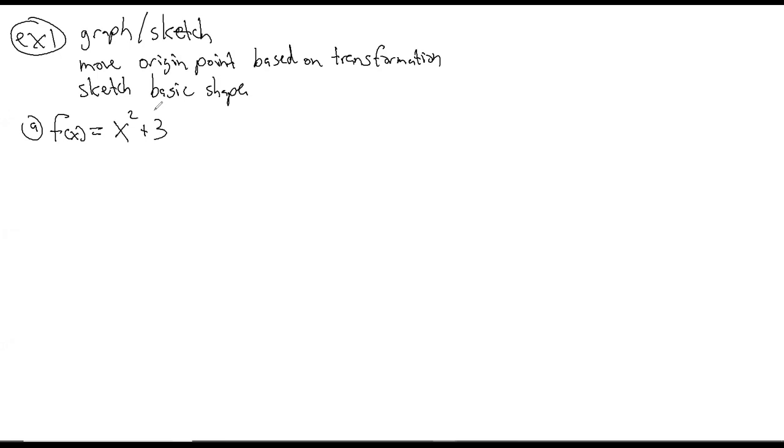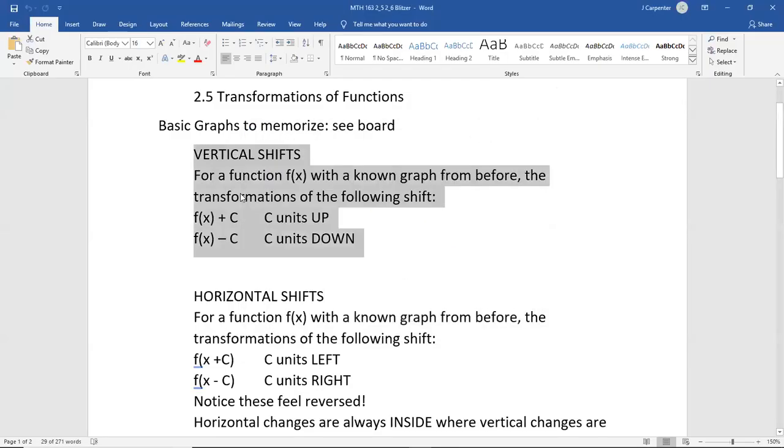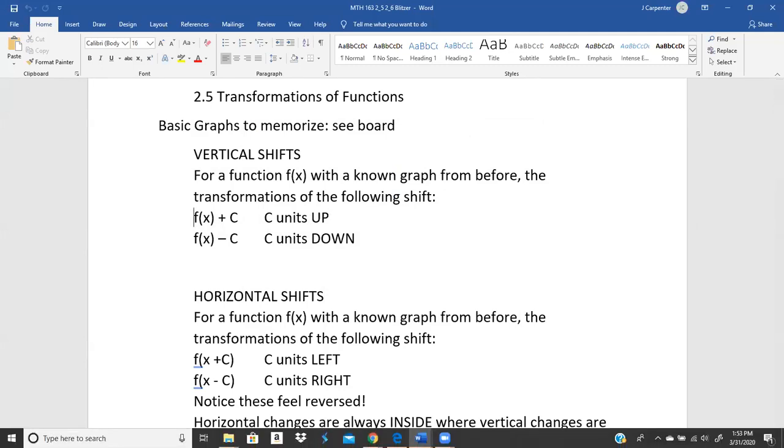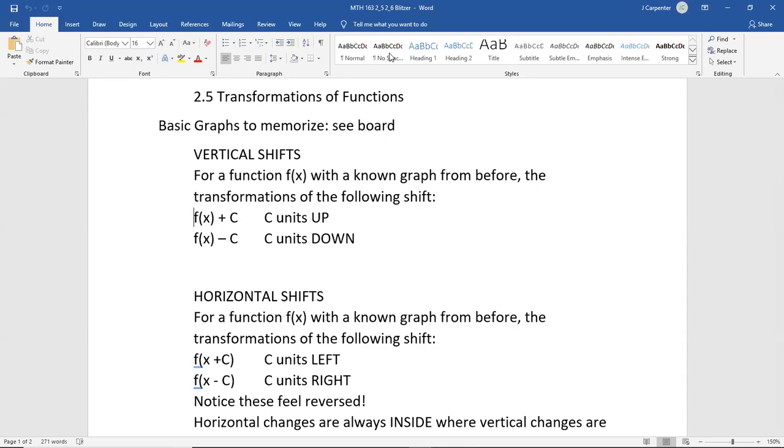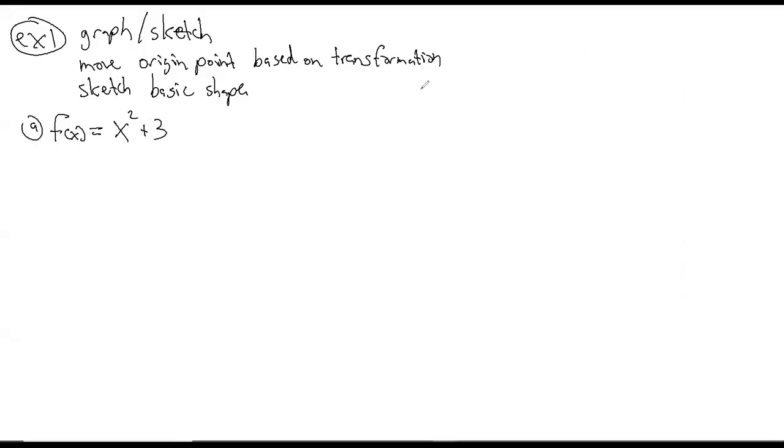F of x equals x squared plus 3. So this is exactly what we were just talking about. We have what I like to call the core function, but then we're either adding or subtracting a number. In this case, we're adding. So we have our core function, which was an x squared, and we're going to shift it c units up. So because of this plus 3, that says to shift this up 3 units.